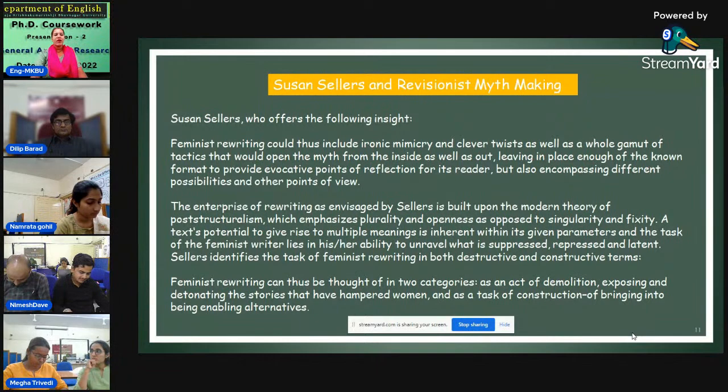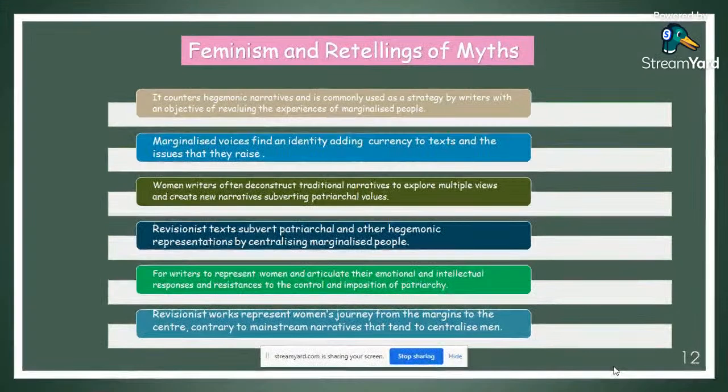Here, feminism and retellings, these are all the meanings of works written by female authors. In retellings of myth, here you can see many meanings. Here I read only one or two. It counters hegemonic narratives and is commonly used as a strategy by writers with the objective of revaluing the experiences of marginalized people. Here the focus of retellings is on marginalized characters, like female characters of myth. Marginalized voices find an identity, adding currency to the text and the issues that they raise. Women writers often deconstruct traditional narratives to explore multiple views and create new narratives subverting patriarchal values.